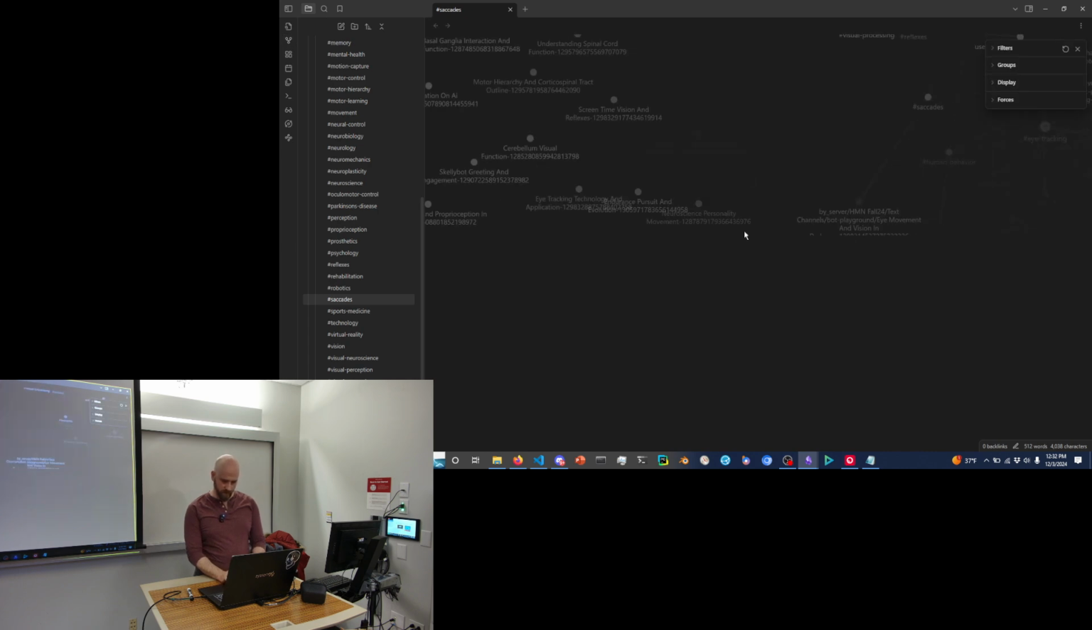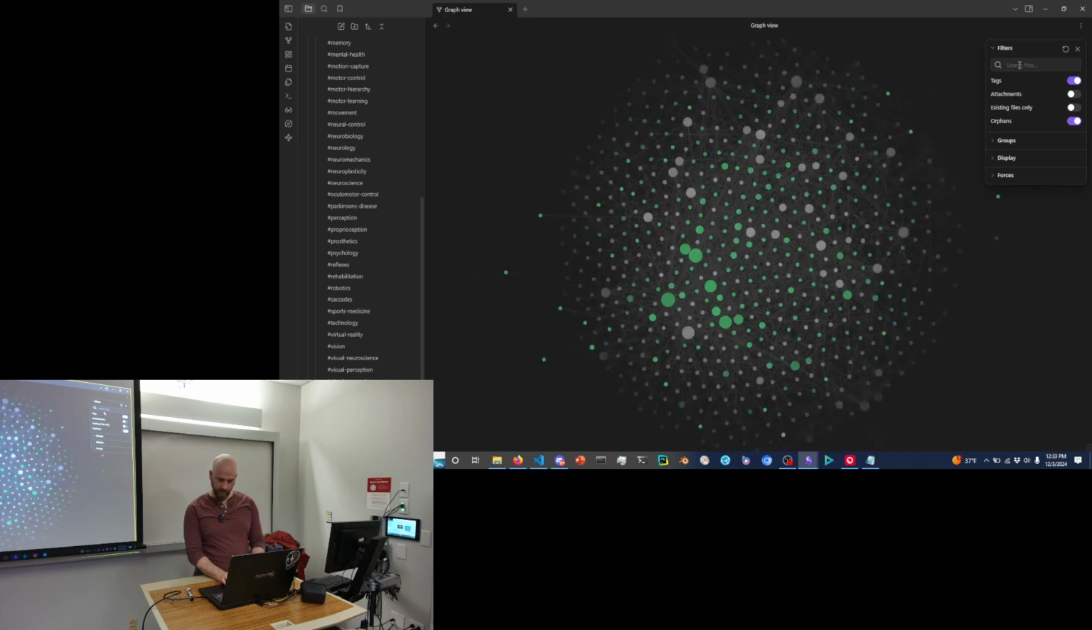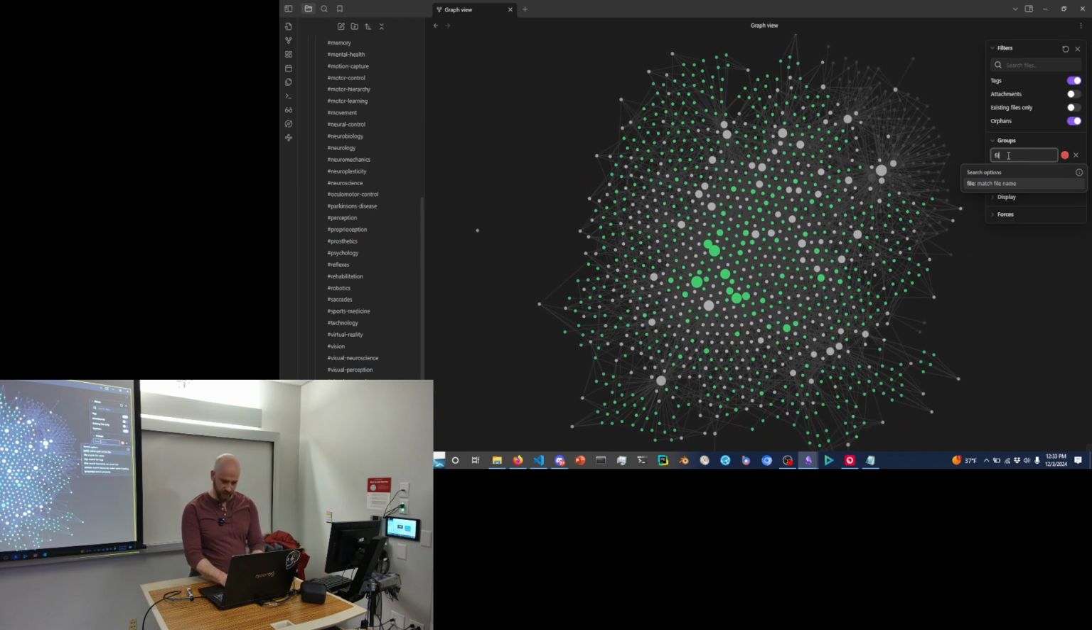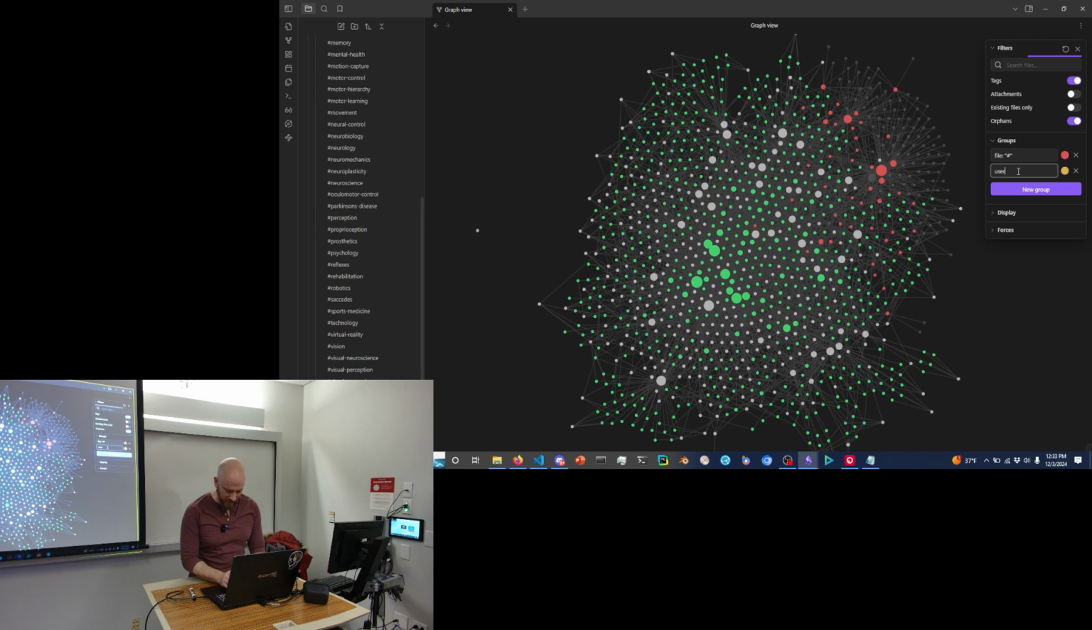And then we can do groups, new group, file, and then share there. So all the red ones are the by topic ones. And then file, user. And what color should these be? Magenta. And these ones, let's make them blue.